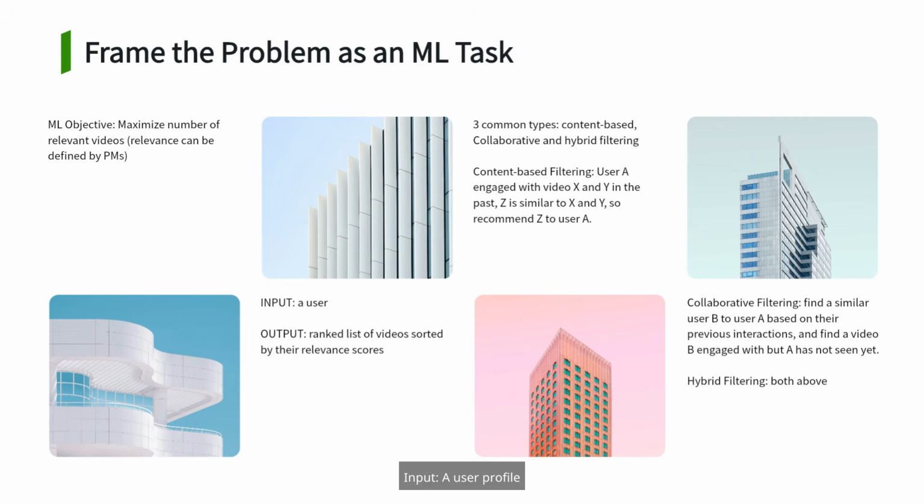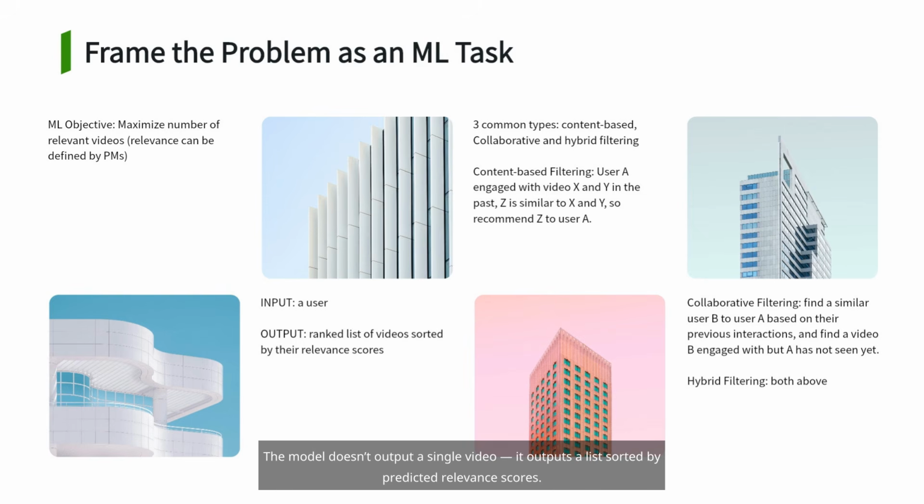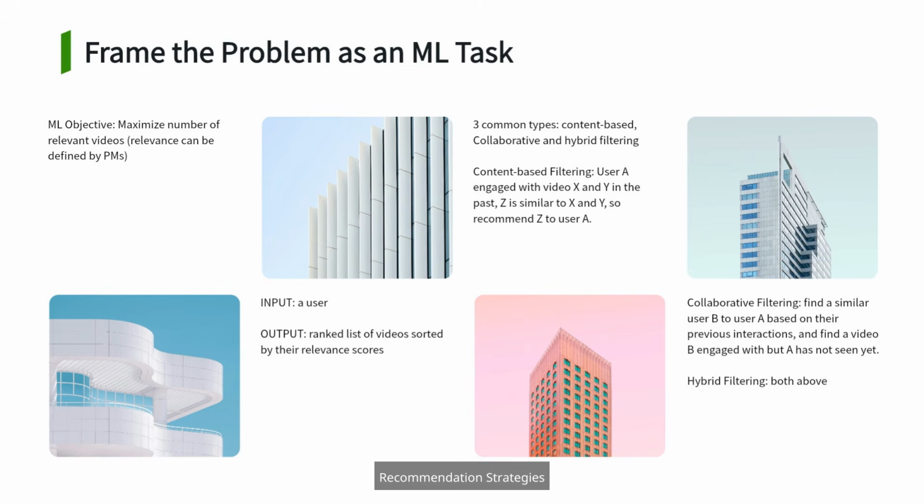Input: a user profile. The ML model takes a user as input, which includes demographics, history of interactions, and current context, like time of day, device type. This forms the basis of a dynamic representation of user preferences. Output: a ranked list of videos. The model doesn't output a single video. It outputs a list sorted by predicted relevance scores. The top K videos from this list are what the user will see on their homepage.